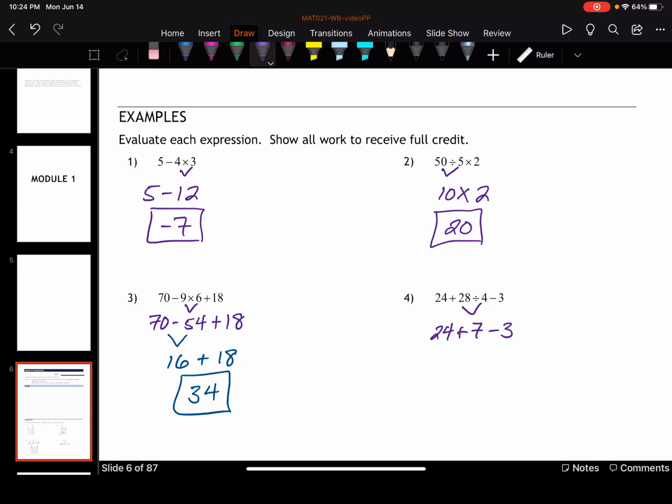24 plus 7 will give us 31. And 31 minus 3 is 28. Okay. So those are examples 1 through 4. We'll look at 5 through 8 in the next video.